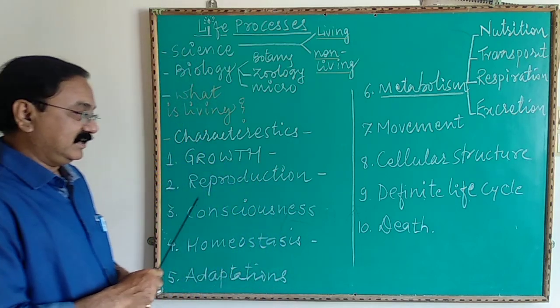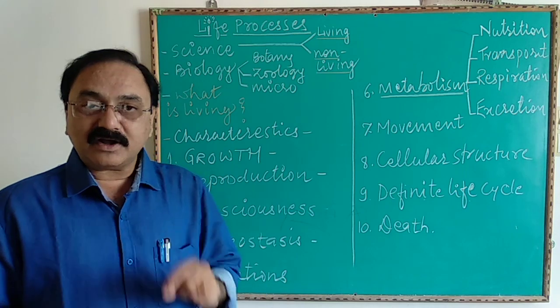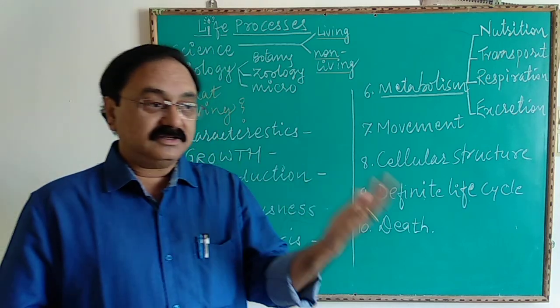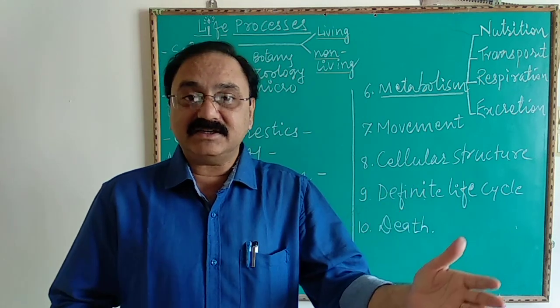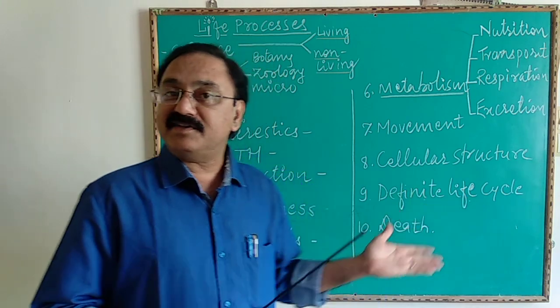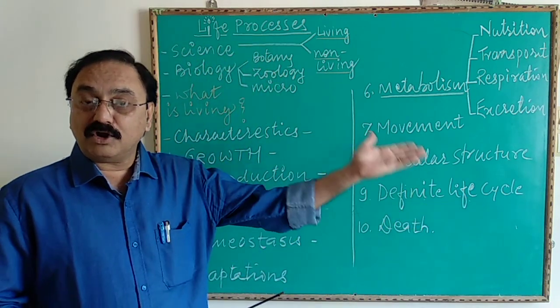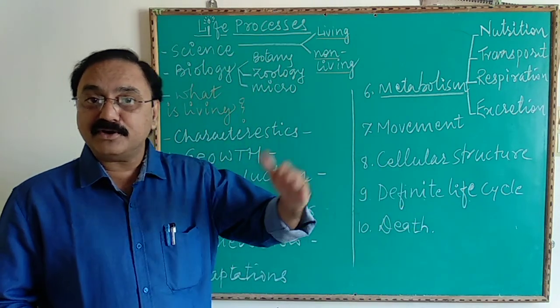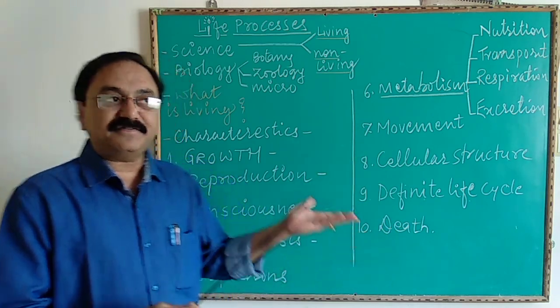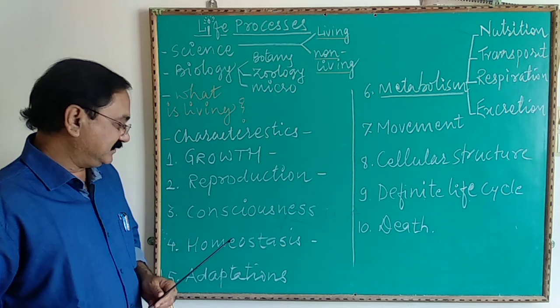The second one is reproduction. Reproduction is the process in which one organism gives birth to many organisms of its own kind. This wonderful capacity lies only with living organisms. Non-living things cannot reproduce individuals like themselves. Therefore, reproduction is a defining characteristic feature of living things.